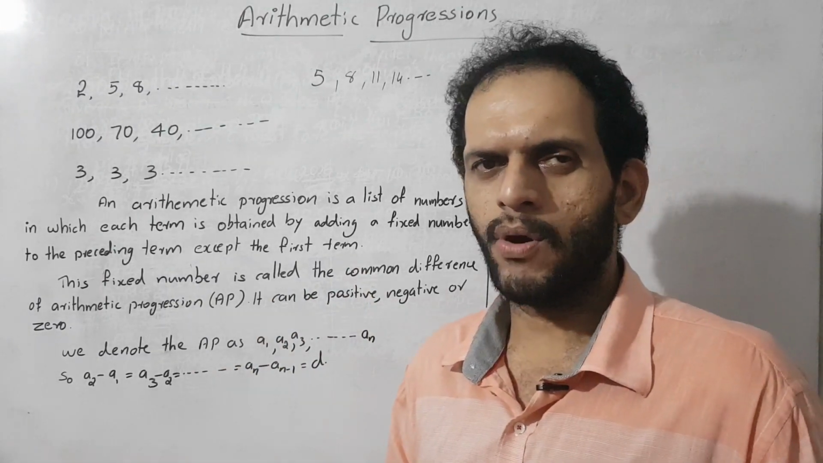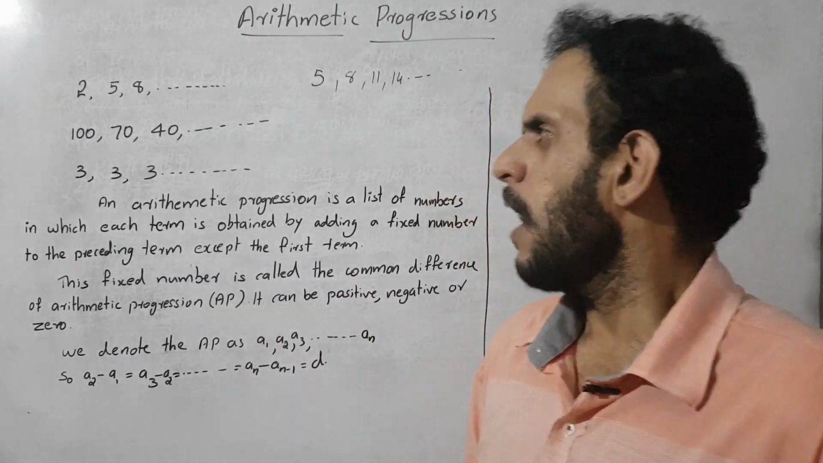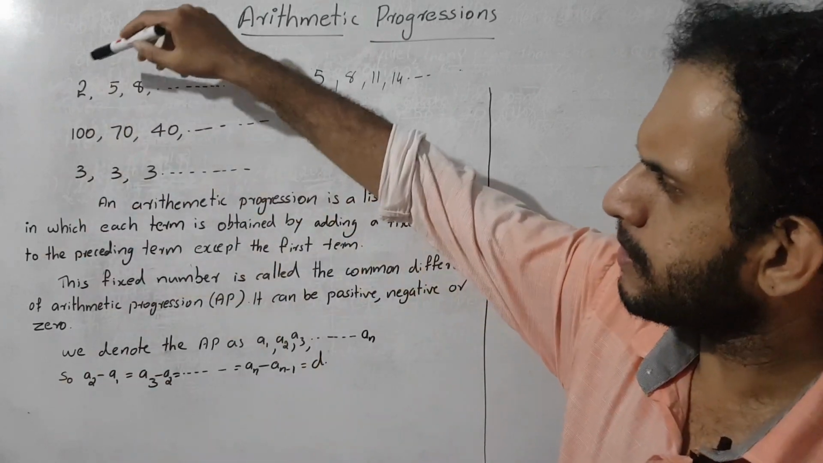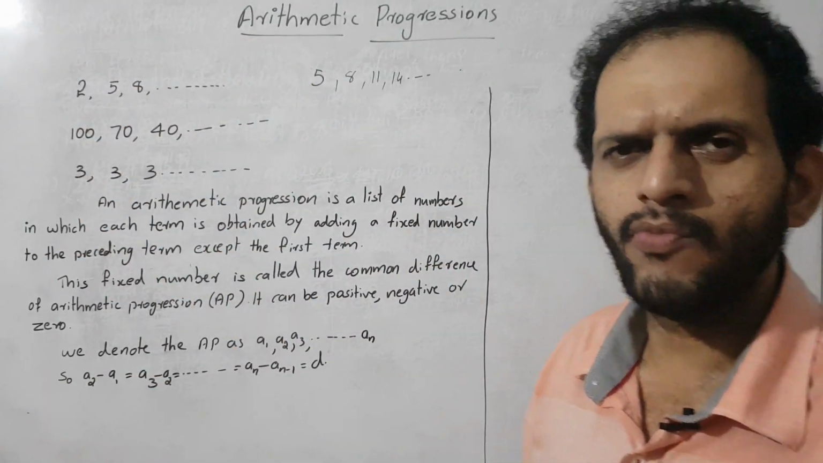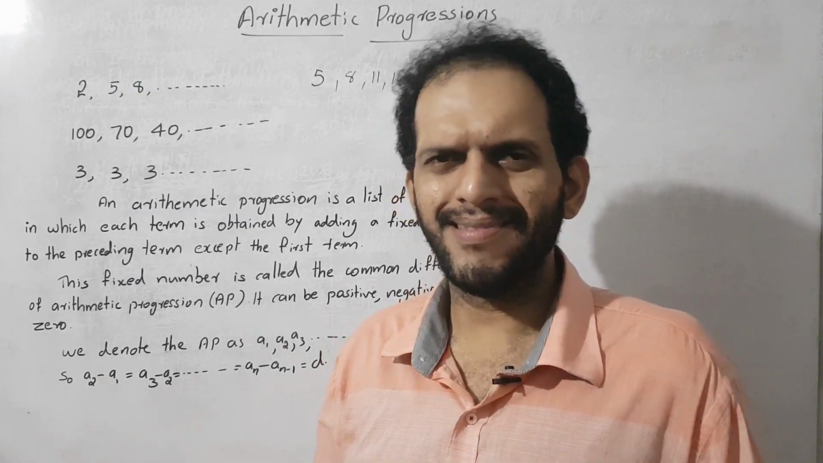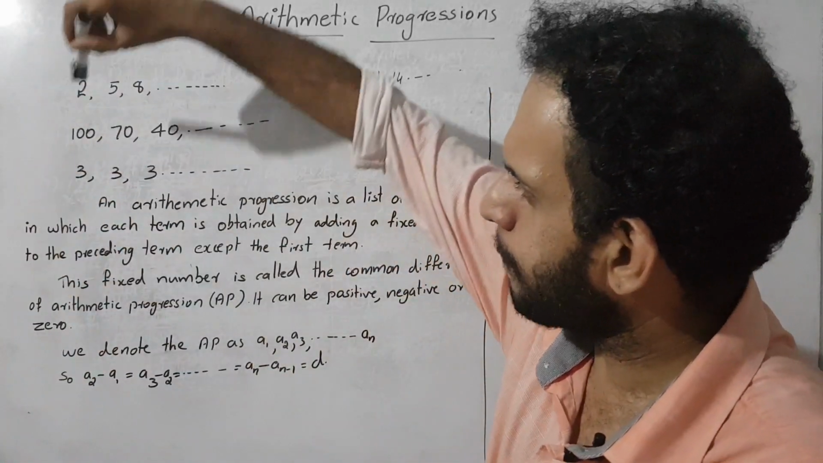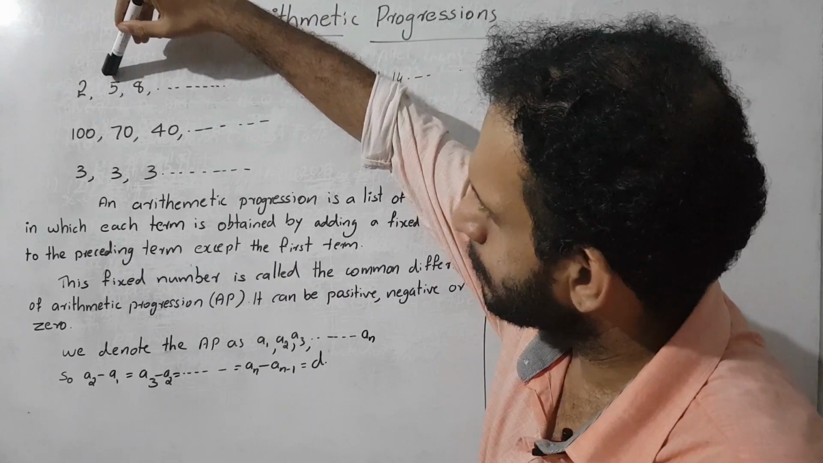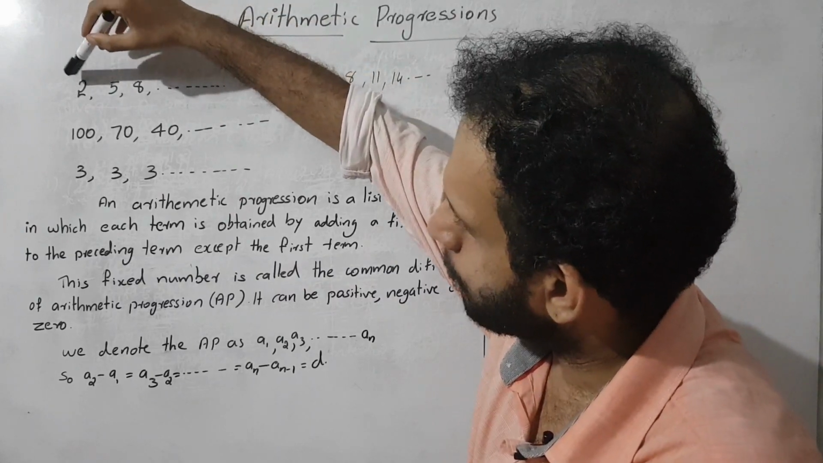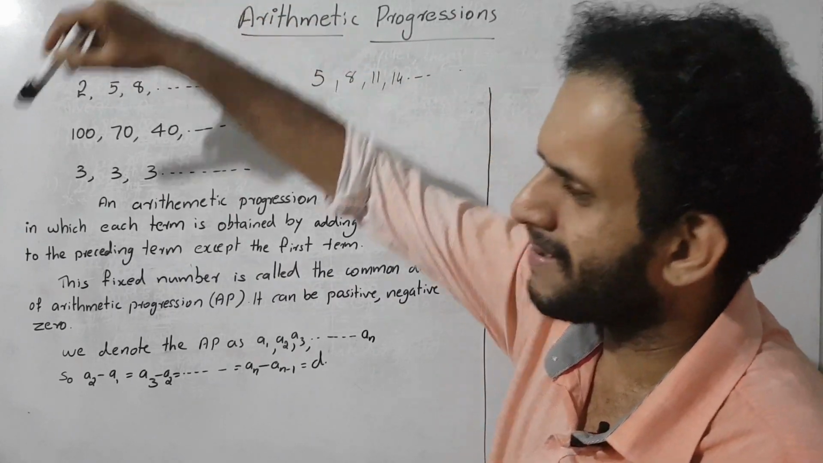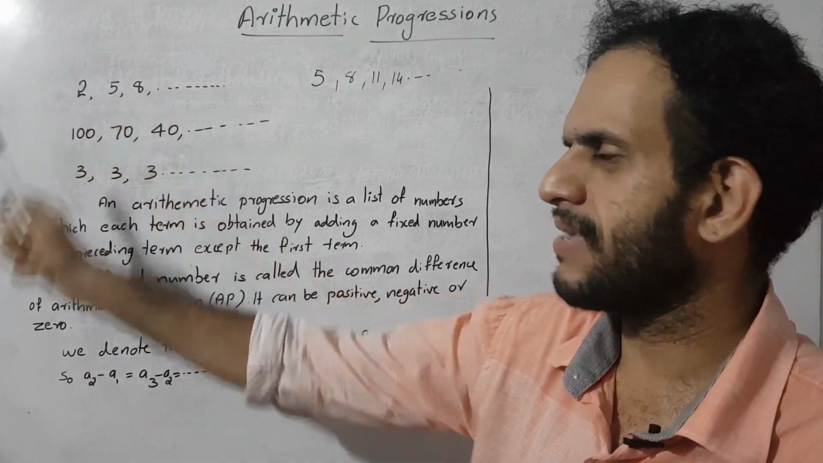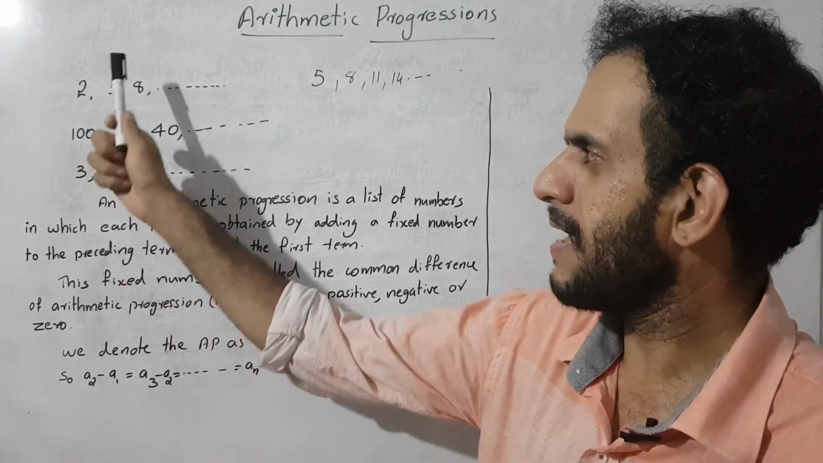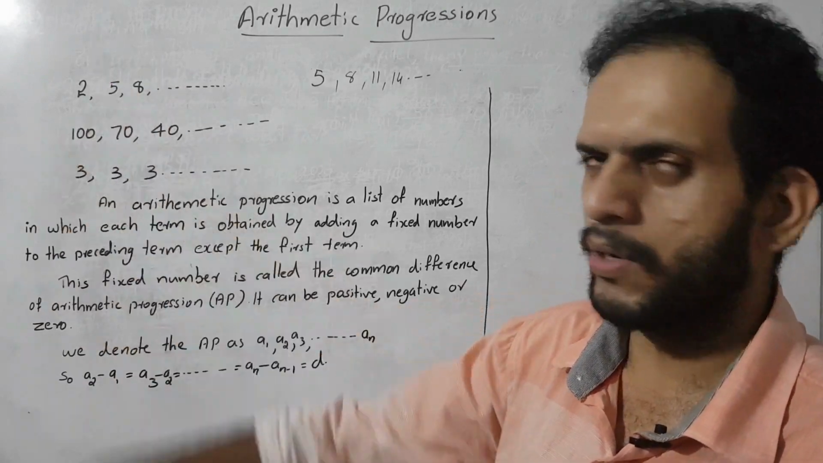Okay, I think you got that idea. Then how do we identify, if we get a sequence like this, which number we are adding there? Yes, that is very easy. We subtract the first term from the second. 5 minus 2 is equal to 3. 8 minus 5 is equal to 3.